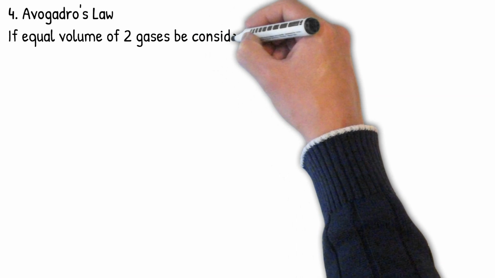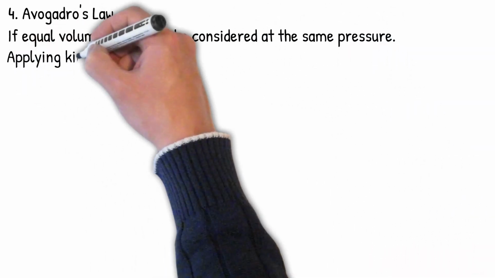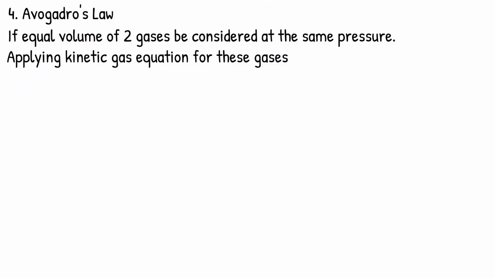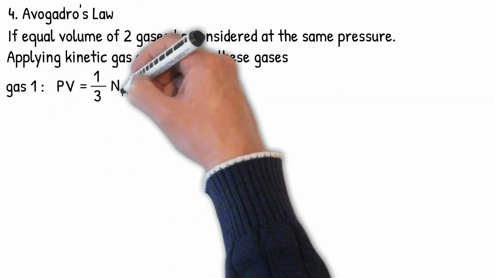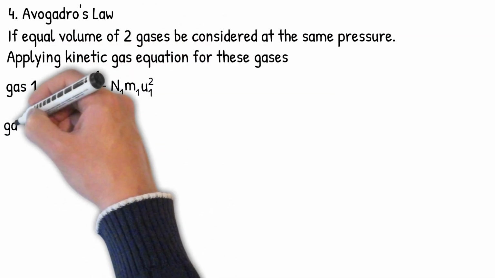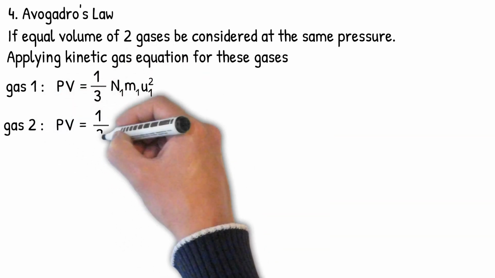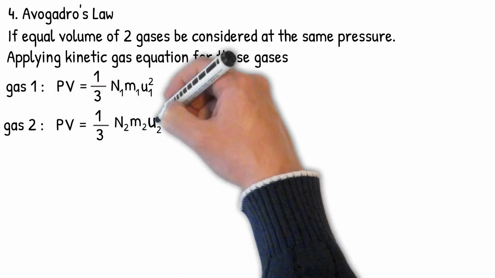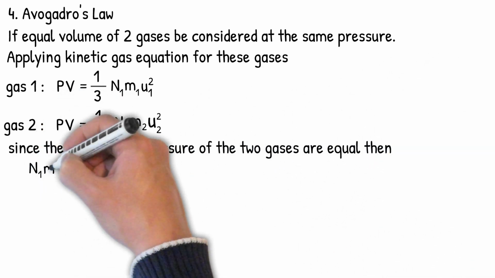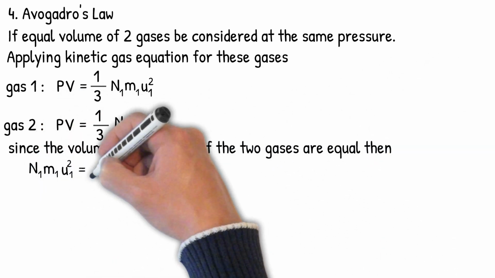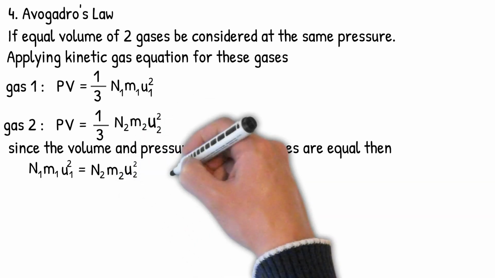Number 4. Avogadro's law. If equal volumes of two gases are considered at the same pressure, applying the kinetic gas equation for these gases, for gas 1, PV equals 1/3 N1 M1 U1². For gas 2, PV equals 1/3 N2 M2 U2². Since the volume and pressure of the two gases are equal, then N1 M1 U1² equals N2 M2 U2². Let's call this equation 1.